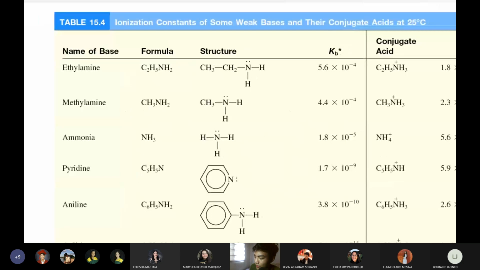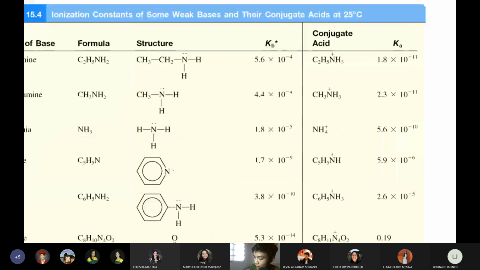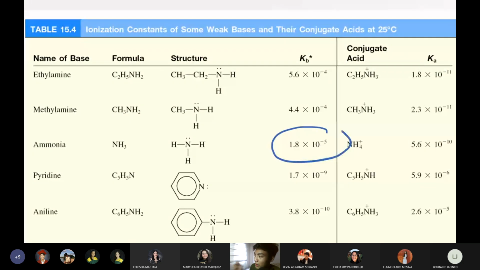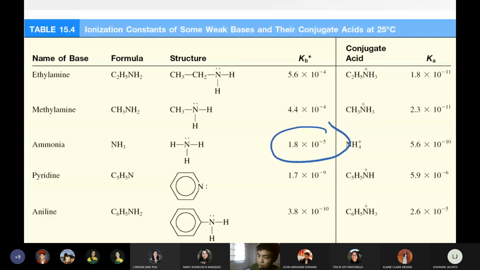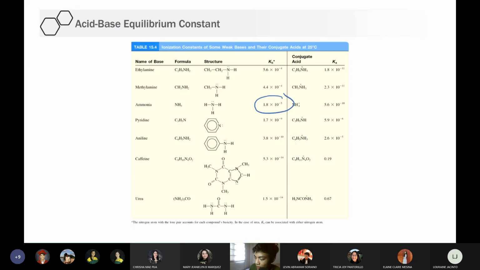Okay. Ayun. So, we have ammonia. That's 1.8 times 10 raised to negative 5. Same as acetic acid siya, no? Pero Kb. So, ipa-plug in natin yung Kb na yan doon sa ating Henderson-Hasselbalch equation.